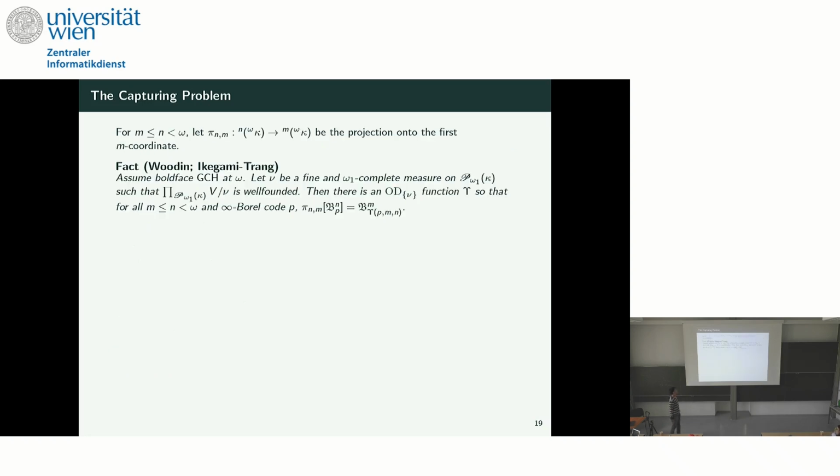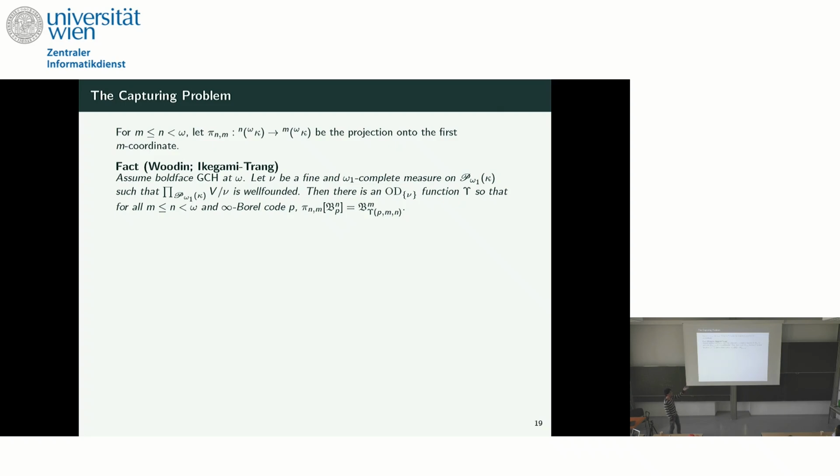So let π_nm be the projection of κ^ω^n to κ^ω^m. If you assume both HODC at ω, and you have a fine countably complete measure ν on P_ω1(κ) such that the ultrapower of the universe by that measure is well founded, then there is this OD_ν function Υ, so that π_nm of the n-dimensional set coded by P is the m-dimensional set coded by Υ(P, m, n).